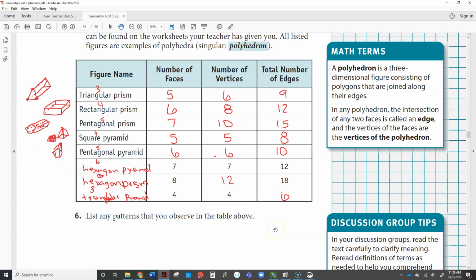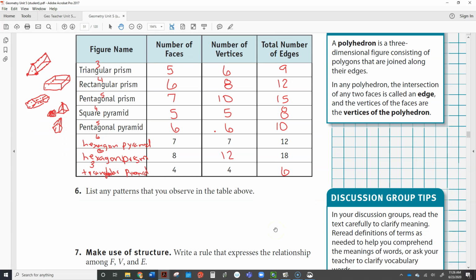So that's just checking out some patterns. List any patterns that we've already talked about. So you could write those down for a prism, and then write them down for a pyramid. So what was the pattern for a prism? Faces: it's the number of sides on the base, plus 2 for your faces. And for your vertices, what did we say? It was the number of sides on the base times 2.